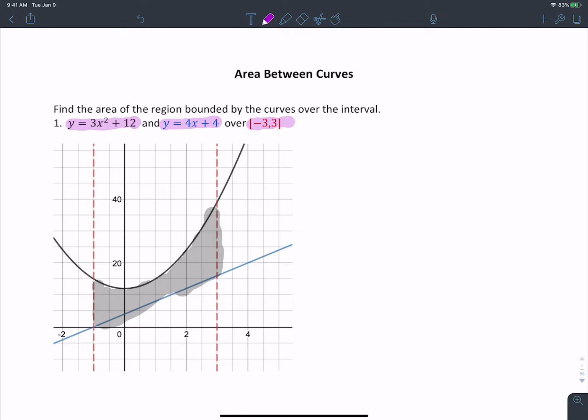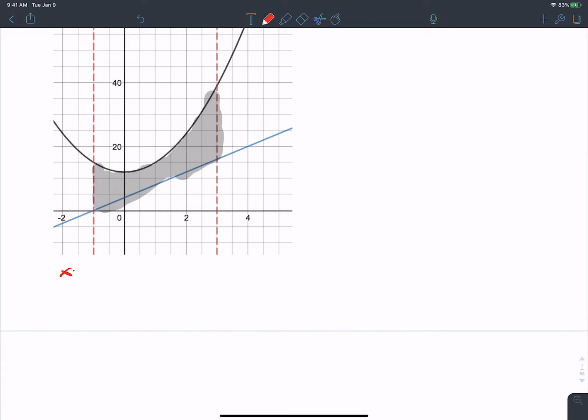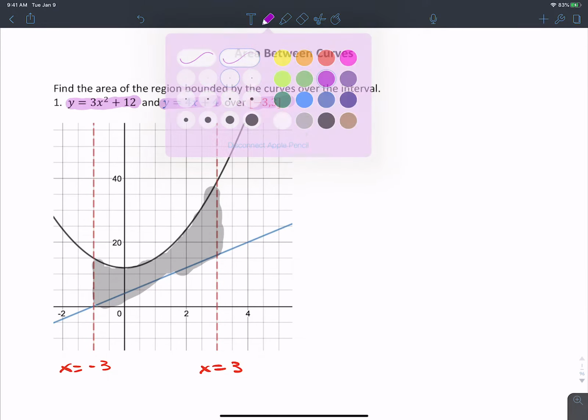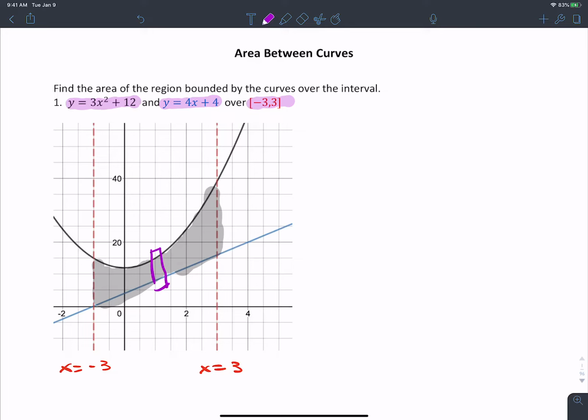And as we say, the interval they give us here is from -3 to +3. This first vertical line is x is -3. Second vertical line, x is +3. So remember, we're going to draw that approximating rectangle here, that strip, because this helps identify the top and the bottom curve here. So that the area is going to be found by integrating the top curve minus the bottom again, dx, and our limits are going to be from -3 to +3.